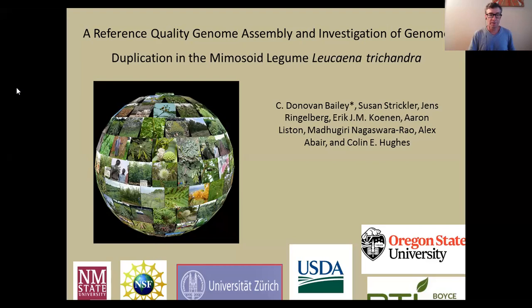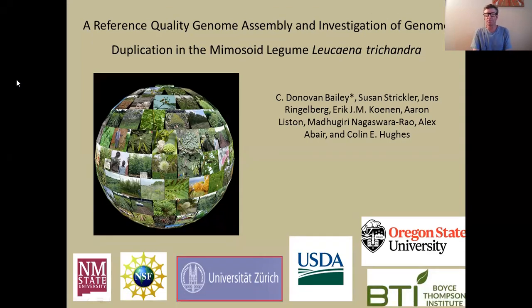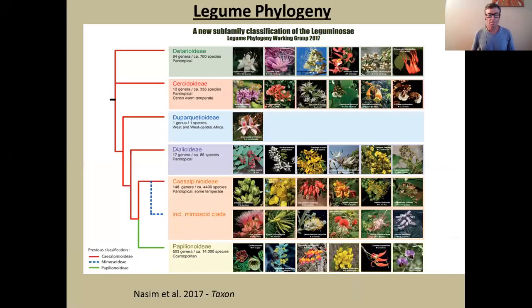Thank you all for coming to hear about some research that's been of interest to me in my lab for some time now. Today we're going to be talking about the development of a high-quality genome for the genus Lucena and the use of that genome and other resources to understand some important duplication events that predated the evolution of the genus Lucena.